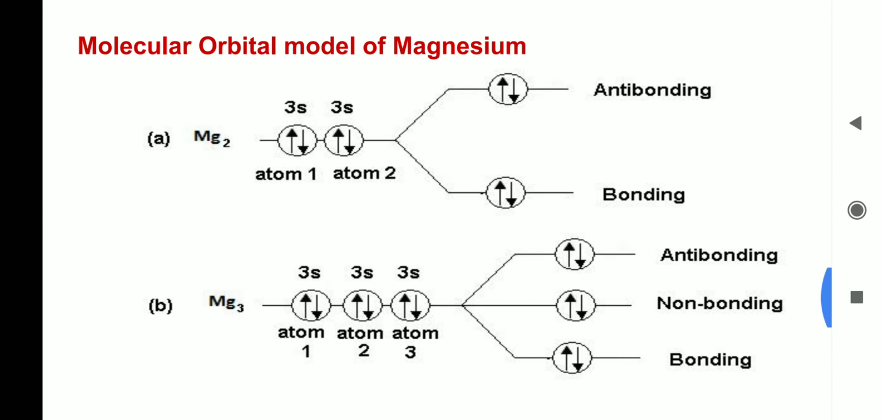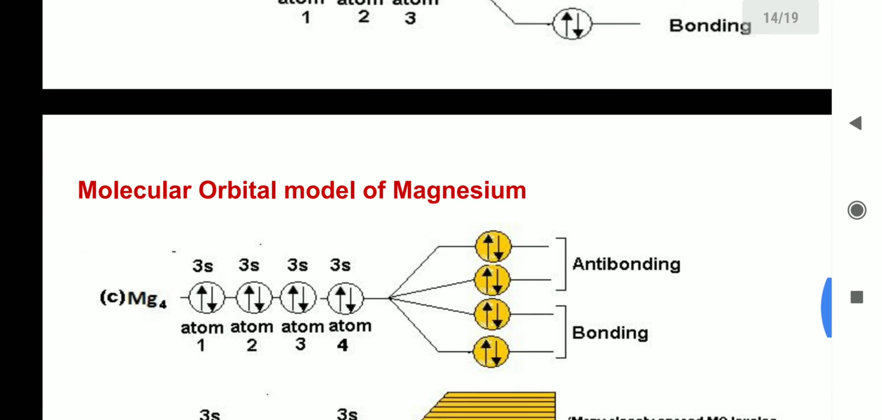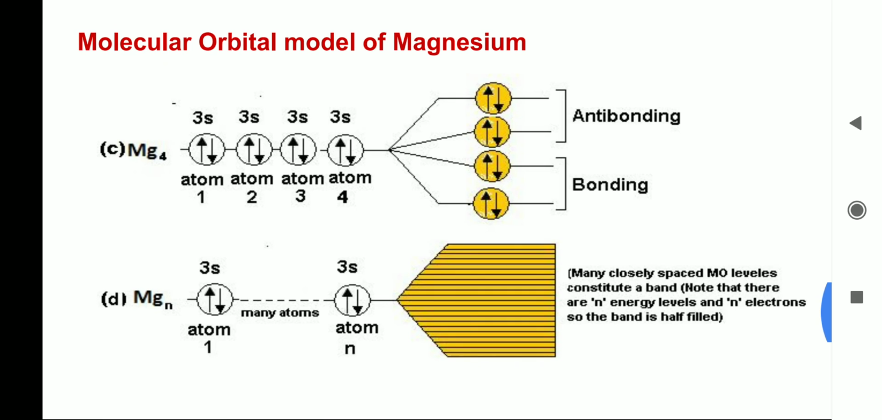Now let us see the situation of Mg3. Here 3 atoms of magnesium are combining, and we will get 3 molecular orbitals, and all will be completely filled. This is the Mg4 situation, in which all the molecular orbitals, half bonding, half antibonding, are formed, and are completely filled. Now when the magnesium crystal is formed by the combination of n atoms of magnesium, there will be n number of molecular orbitals formed. Half will be bonding, half will be antibonding, but all are filled.